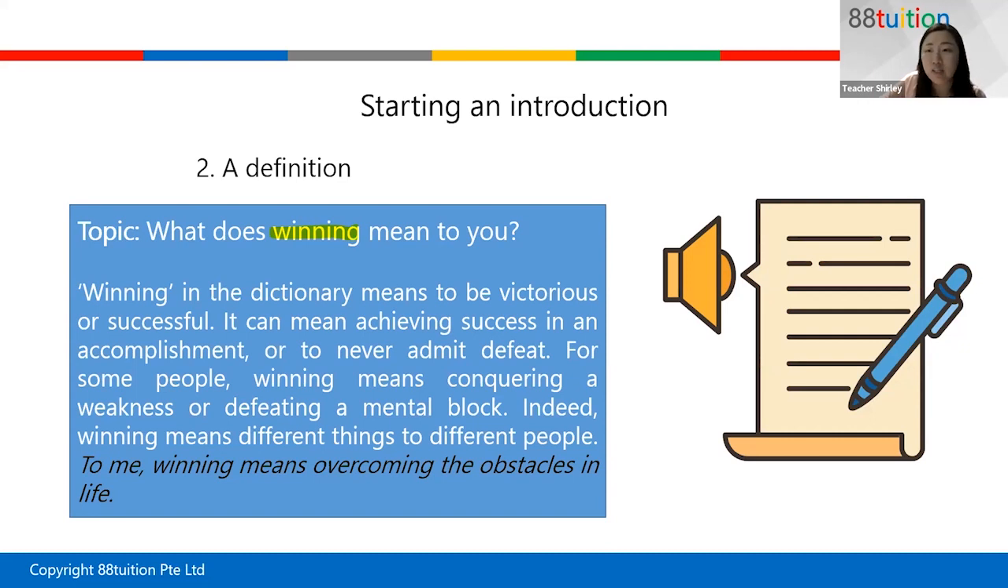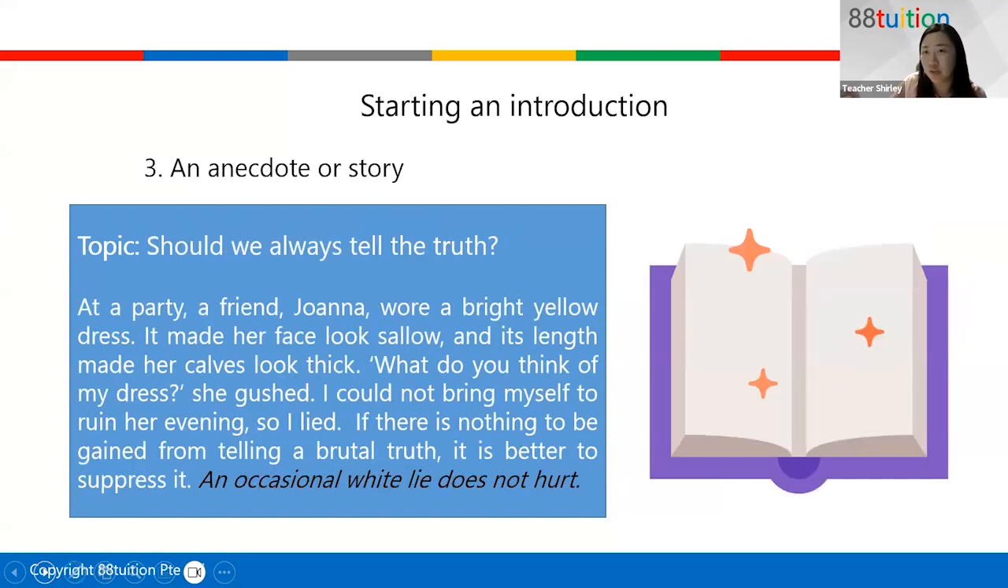So in this case, he actually summarized it and said that winning means overcoming the obstacles in life. So you can expect from the writer that he or she is going to talk more about how he or she achieved triumph or won because of overcoming some obstacles. Okay. So number 2 is definition. Definition can be one of the ways you just define one of the keywords in the question, as introduction. Okay. Method number 3 is an anecdote or story.